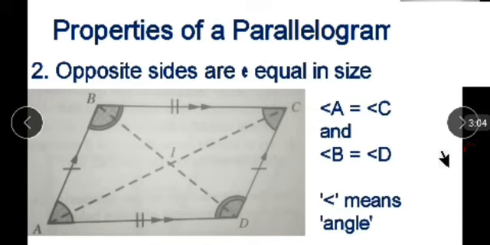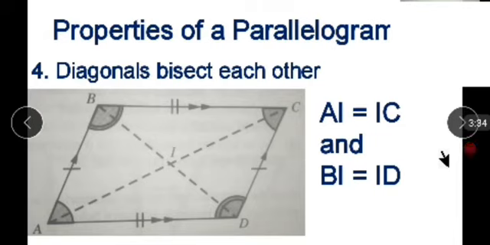The third property: opposite angles are equal in size. Opposite angles are equal in size. You can see I'm using this sign to show angle. So angle B is equal to angle D in a parallelogram. Angle A is equal to angle C in a parallelogram.